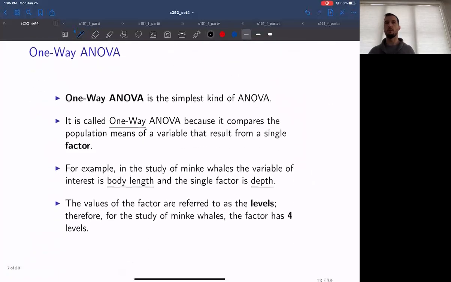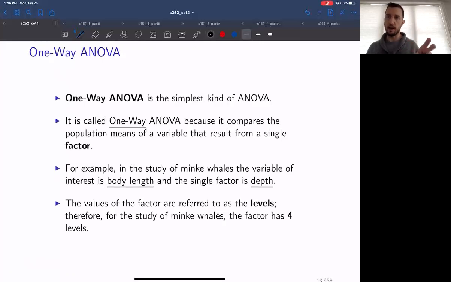All right, so what is a one-way ANOVA? A one-way ANOVA is the simplest type of ANOVA. As I mentioned before, we're going to look at 3 different analysis of variance procedures in this class. We call a one-way ANOVA a one-way ANOVA because we're only considering one factor at a time. So in our particular illustration, we are measuring whale length. So that's our variable. And we have one factor, which is depth.